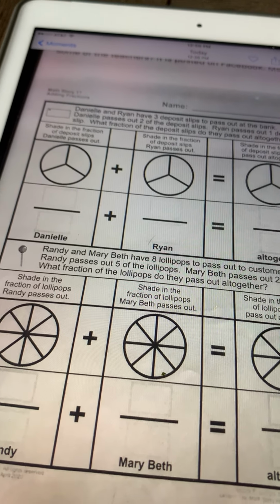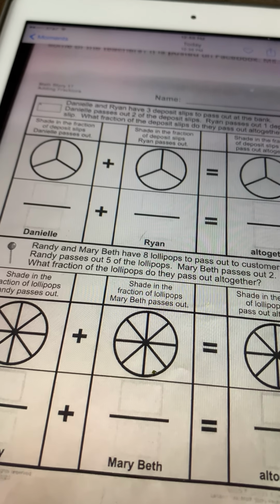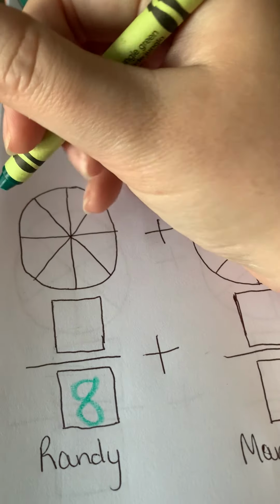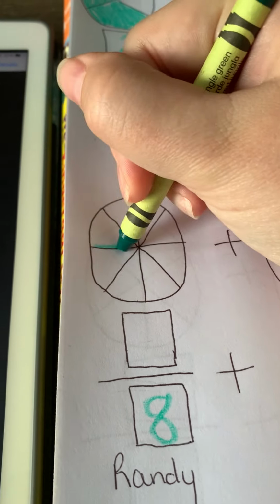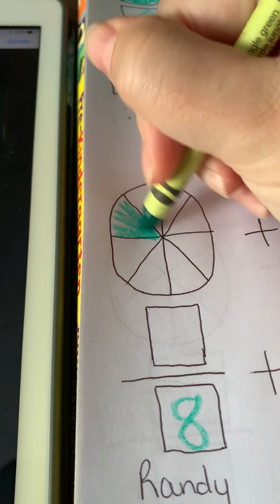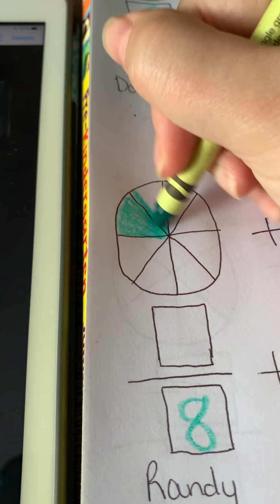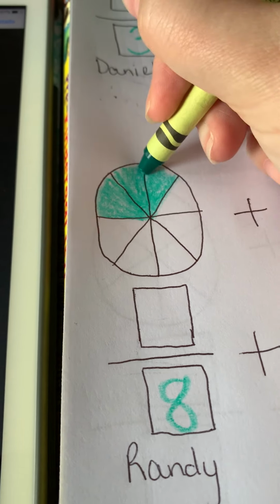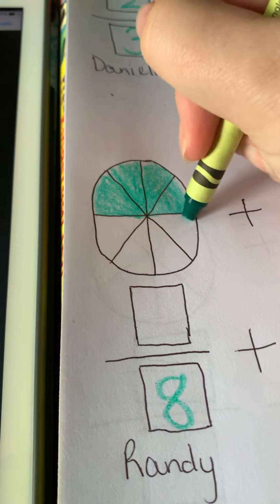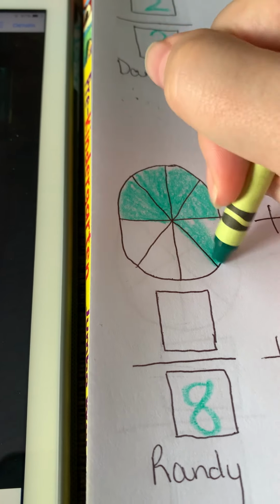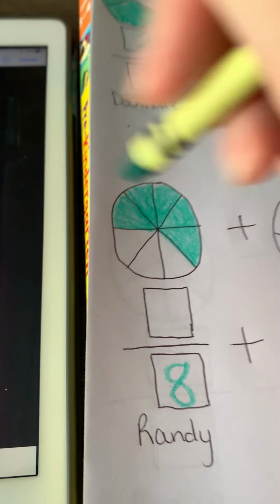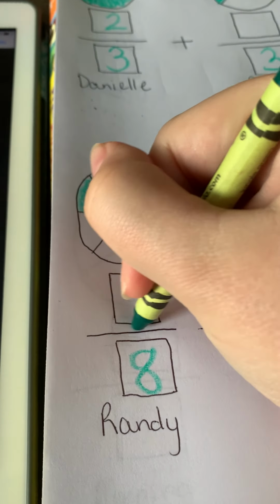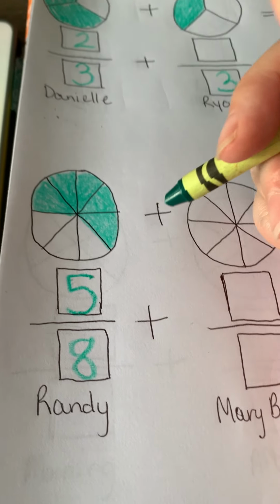Okay, so now we have to find out how many lollipops Randy passed out. And it looks like Randy has passed out 5 of the lollipops. So we have to color in 5 pie slices. 1, 2, 3, 4, 5. And we're also going to write a 5 in the top box because that's how many Randy passed out.